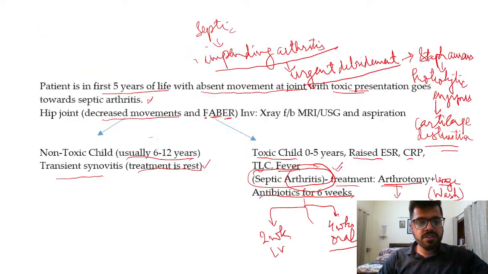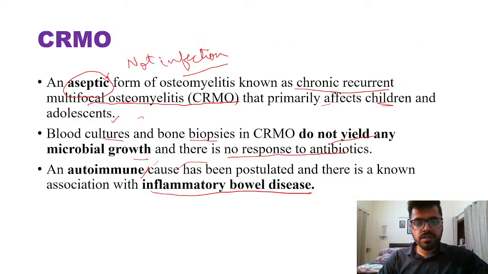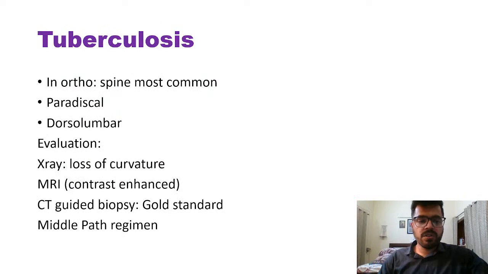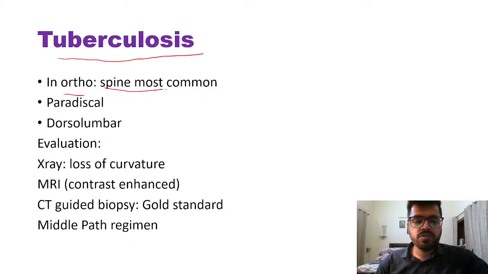So that finishes our osteomyelitis. Now we are moving on to tuberculosis. Tuberculosis is the most common disease in India. Pulmonary tuberculosis is the most common. In orthopedics, spine is the most common site for tuberculosis. Spine, mostly dorso-lumbar spine, followed by dorsal, followed by lumbar. That is the order.